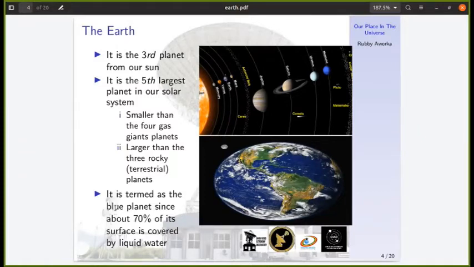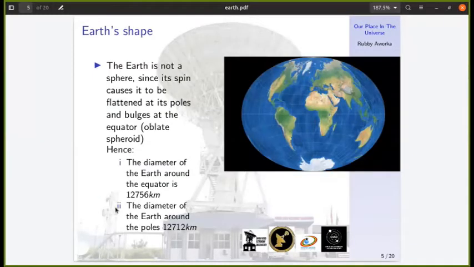Knowing about its surface being covered by liquid water, what is the shape like? If something is liquid, we always know that it doesn't have a shape, but here's the case. We want to know the shape of our Earth. The Earth is round but not a perfect sphere. This is because its spin causes it to be flattened at the poles, that's the North and the South Pole, and it bulges at the equator. Hence, it is known as an oblate spheroid. That is the shape of the Earth.